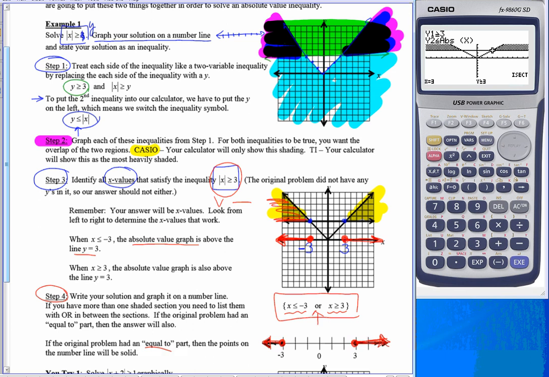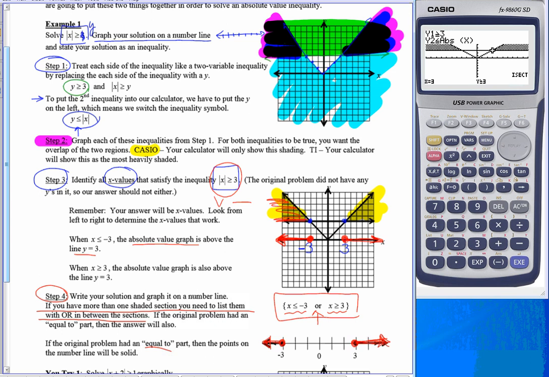Whenever I have two separate sections, so if you have more than one shaded section, you need to list them with or in between the sections. I write or because it's not possible to be both of those things at the same time. I could be one or the other.